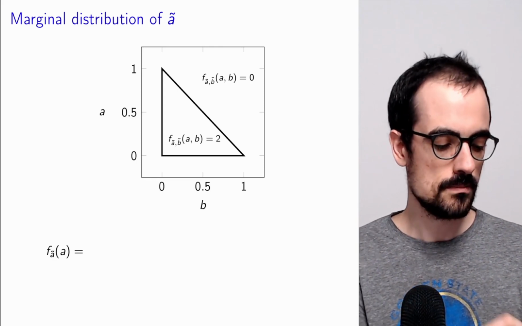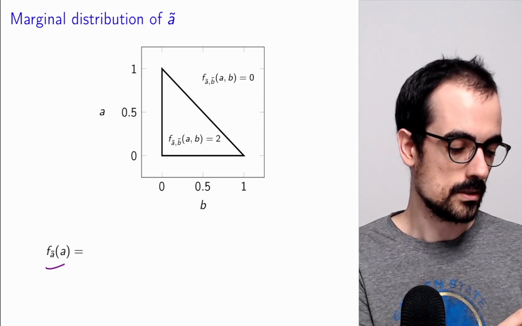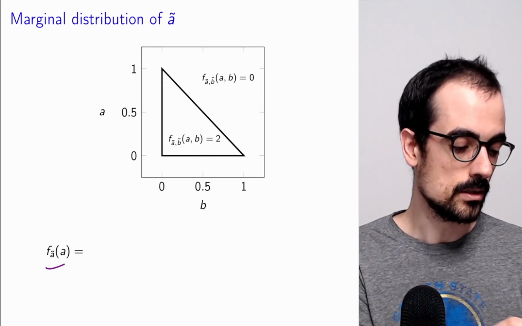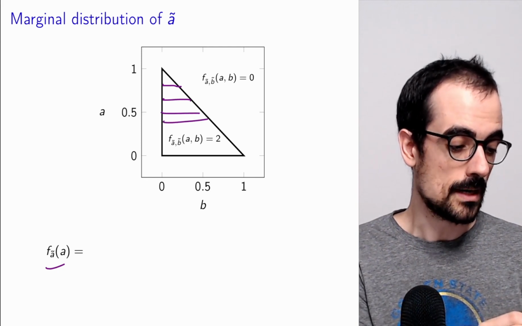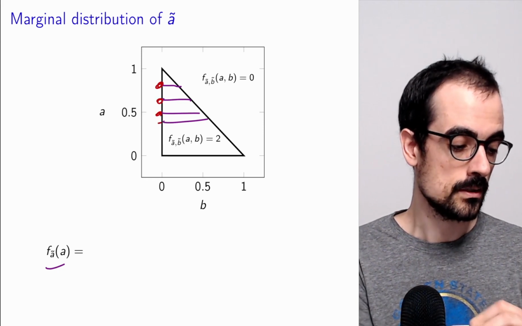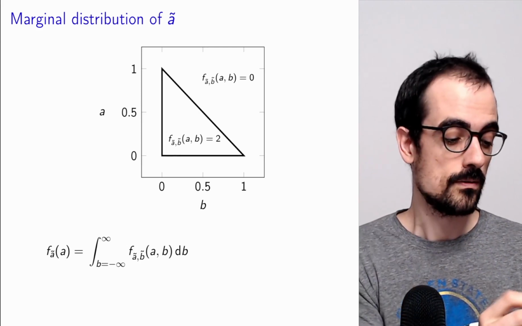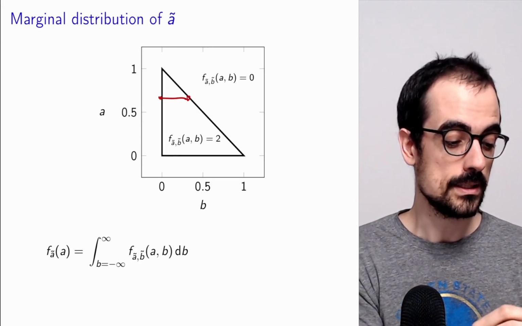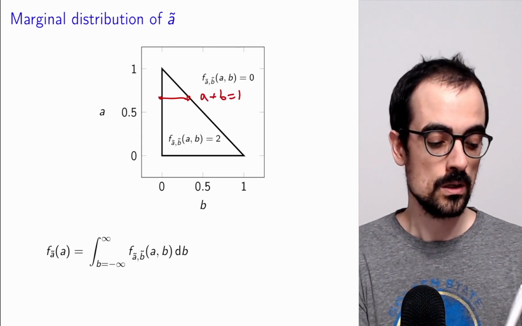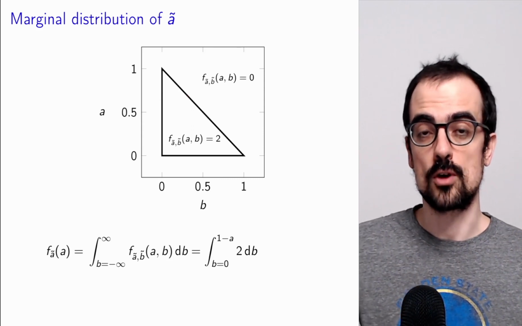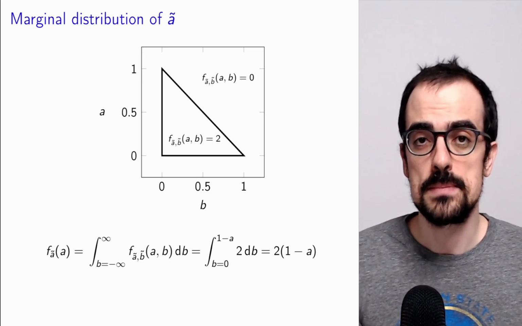We want the marginal PDF with respect to A. What do we do? We integrate over B. So just to be clear, what are we doing? We're integrating over B at different points to obtain the marginal of A at those points. So we integrate 2 from 0 to this line. What is this line? This line is A plus B equals 1. So at that point, B is equal to 1 minus A. So we integrate 2 from 0 to 1 minus A. We obtain 2 times (1 minus A). That's the marginal PDF of A.